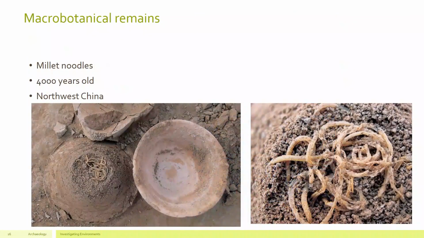Other things are more obvious. You might just find the remains of plants. So here's some 4,000-year-old millet noodles that were still in the bowl. Somebody didn't do their dishes in northwest China 4,000 years ago and left their food in the bowl. It became stratified and buried, and you can see the impression of the soil that had filled the bowl, and in the bottom of that are these noodles.